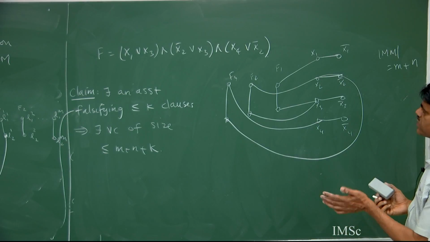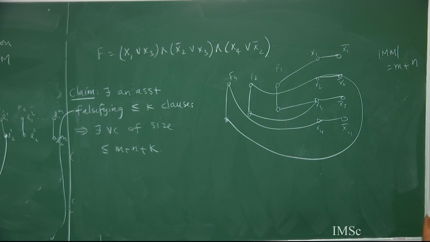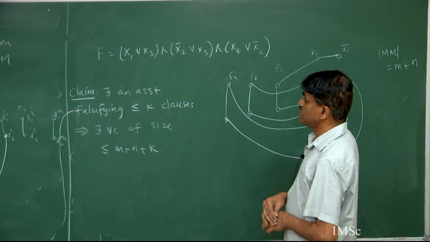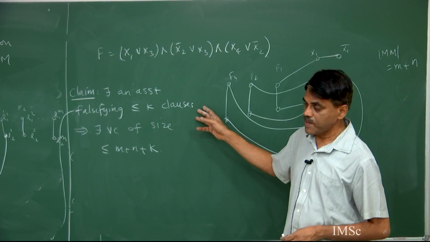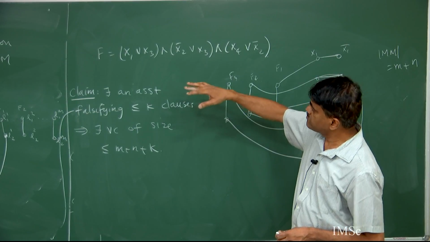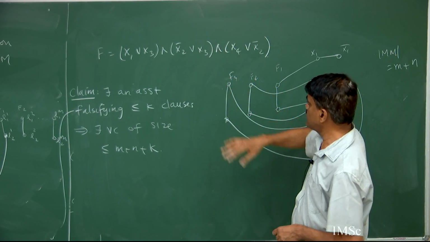Okay. So, it is one direction I am saying, the opposite direction requires some more gadgets to my construction yet. So, this is not the complete construction, but I think it works for one direction. So, let us try and show this, right. If you have some assignment that falsifies at most k clauses, I take that assignment, right.